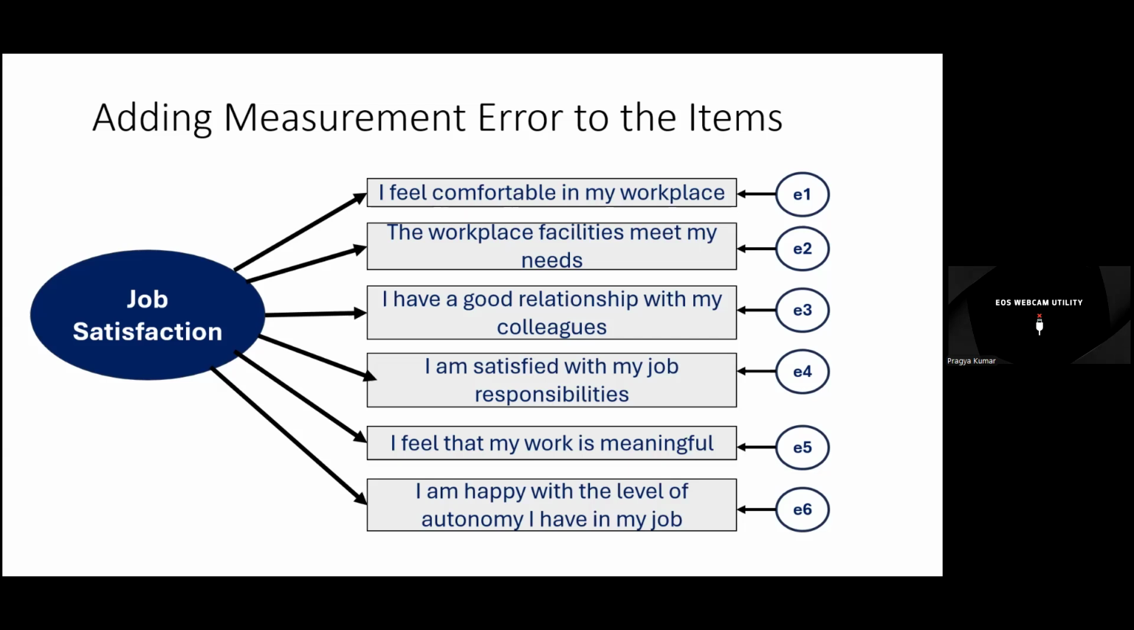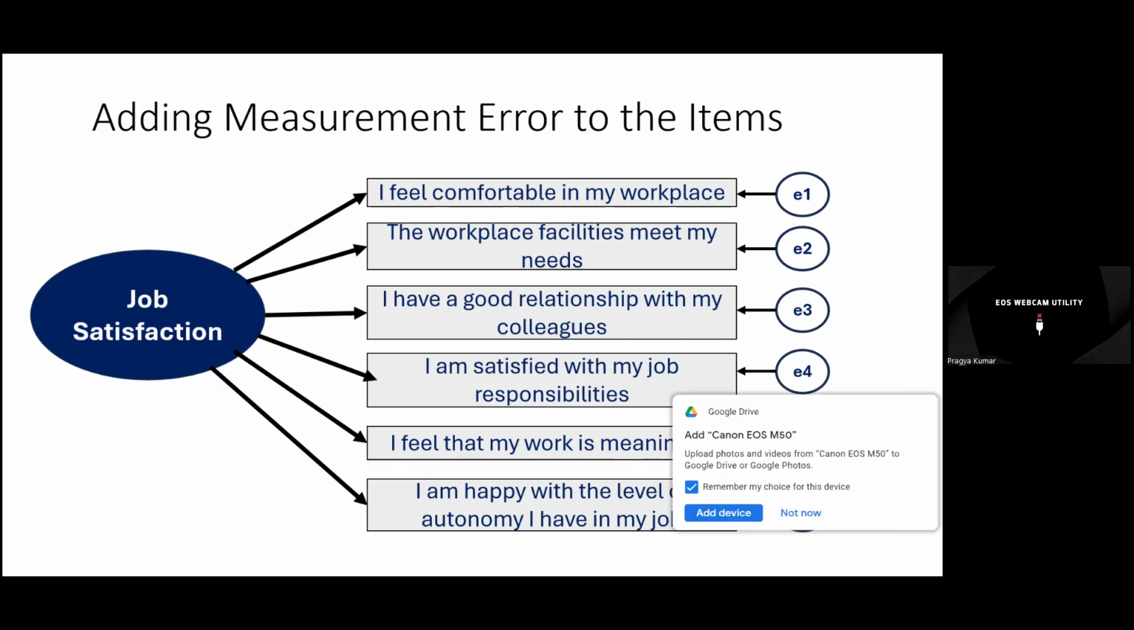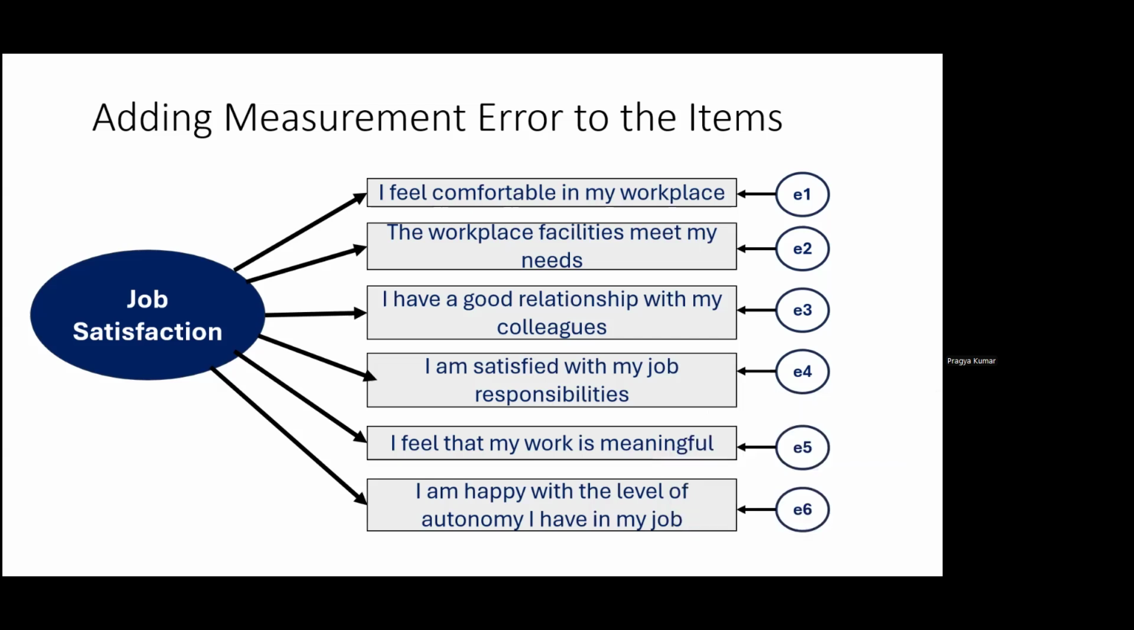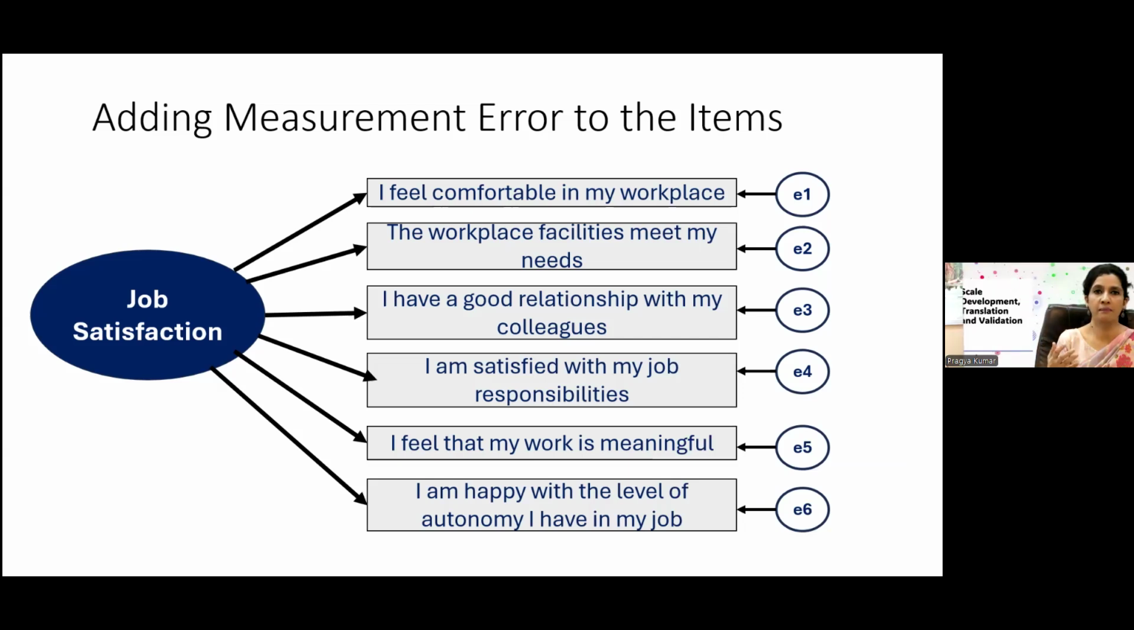So again, to summarize, take one item, let's say, I am happy with the level of autonomy I have in my job. If you take this question, it can be affected by job satisfaction, but there might be another factor too. Maybe if my happiness index is high, or if my self-efficacy is high, that might affect this item, that I am happy with the level of autonomy in my job.